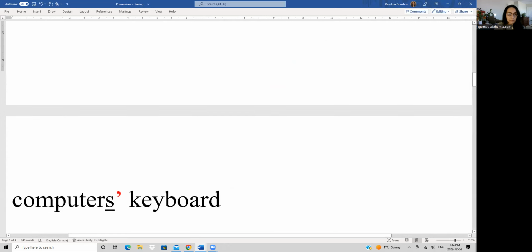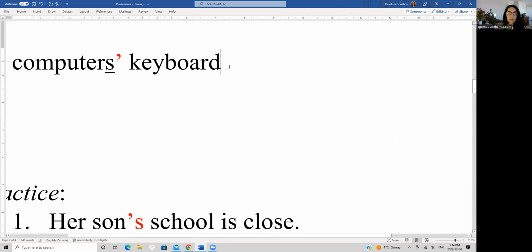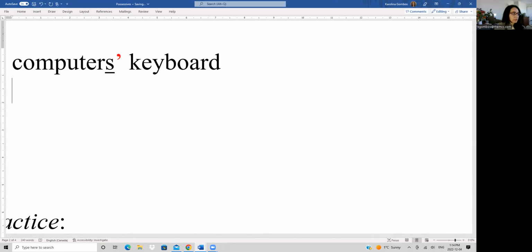Other hand. Okay, let's put another one that's singular, for example.